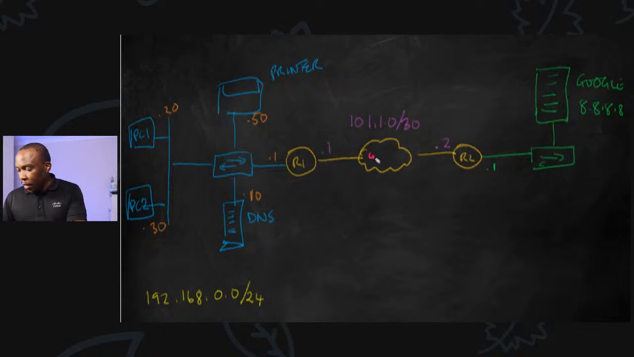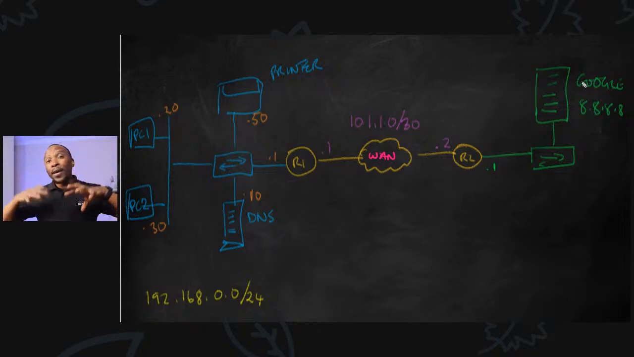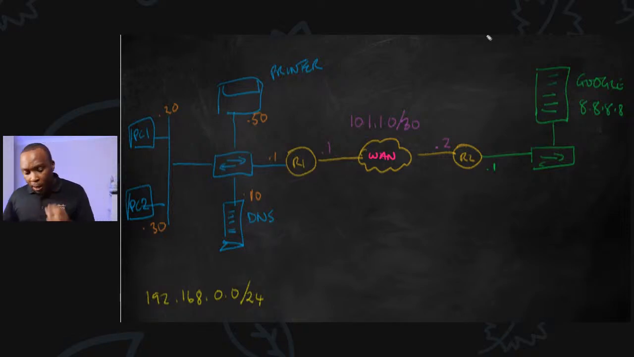This is going to represent our WAN interface. I just need to put that. So this is our WAN interface. And then we've got to have a router on the other side. And then here, we've got a server that is going to act as our internet. So this is going to be our Google server. So this is our lab. We're going to be coming back and forth on this particular one.